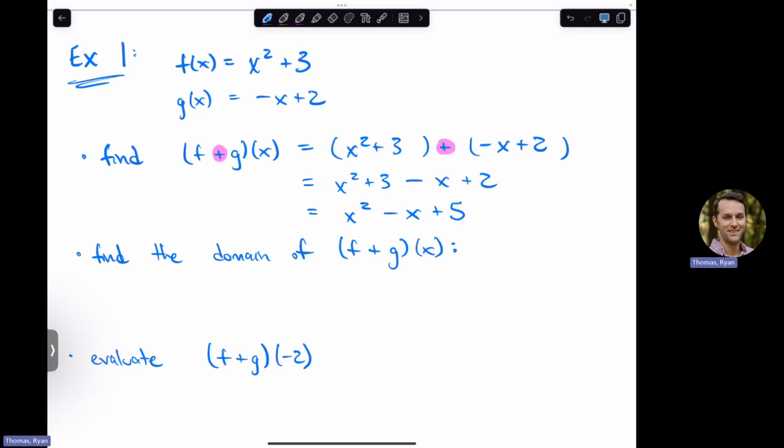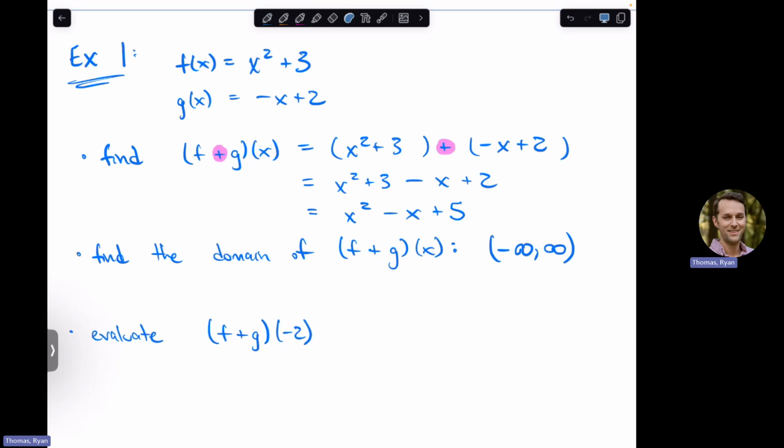So the domain here is the whole real line, negative infinity to infinity. If you want to think about it another way, look for stuff that could go wrong. Here, what we need to do is square and subtract and add 5. You know how to do that with positive numbers, negative numbers, or 0. Nothing's going to break or cause something to be undefined, right? So that's our domain. And then last step, evaluate f plus g at -2.